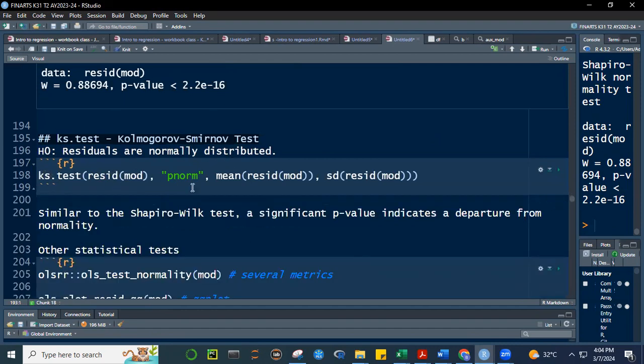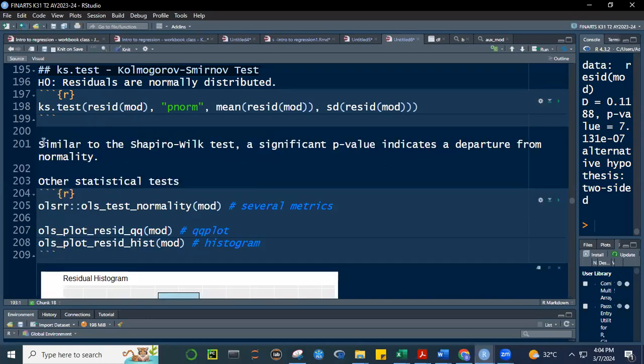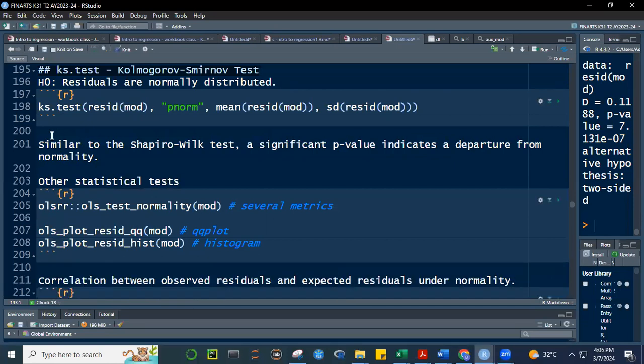Okay, Kolmogorov-Smirnov test. Ganun din, no? So I think I shared with you the code. Okay, ganun din siya. P-value is less than 0.05. Okay, and lastly this one, before we call it a day.